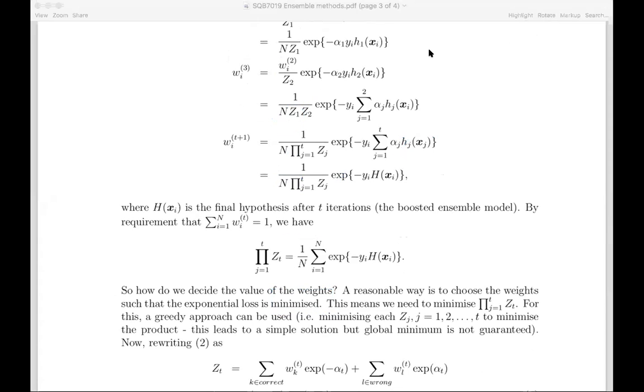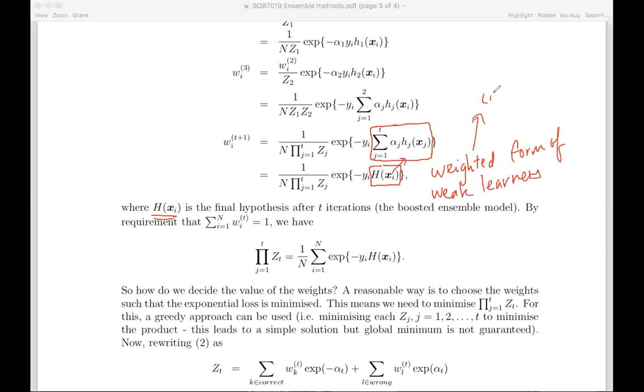Take note of this. This will be our final, this part here is our strong learner. You can see that it is actually a weighted form of the weak learners, where the weight is the confidence parameter.